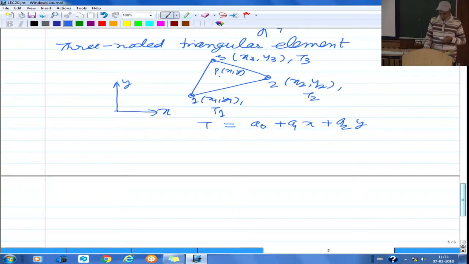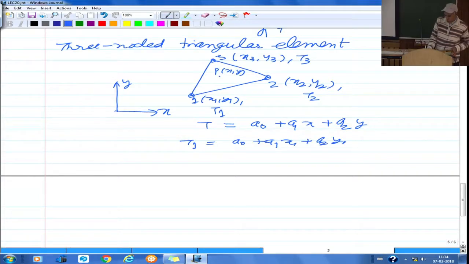We then express these A0, A1 and A2 in terms of the values of the temperatures at the node points, that is T1, T2, T3. So I can say that the value of T at x1, y1 is equal to T1. So I can say one equation: T1 is equal to A0 plus A1 x1 plus A2 y1, that is, values of x and y at the first node.